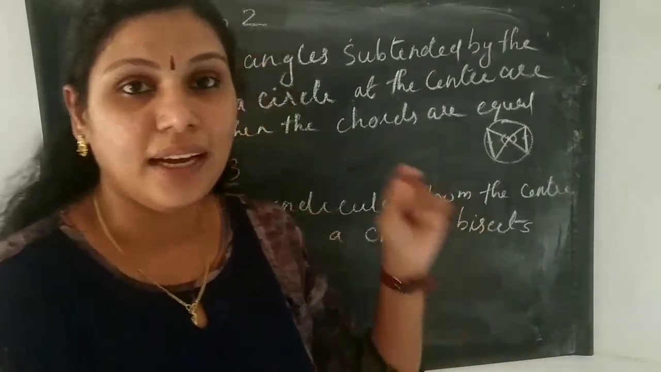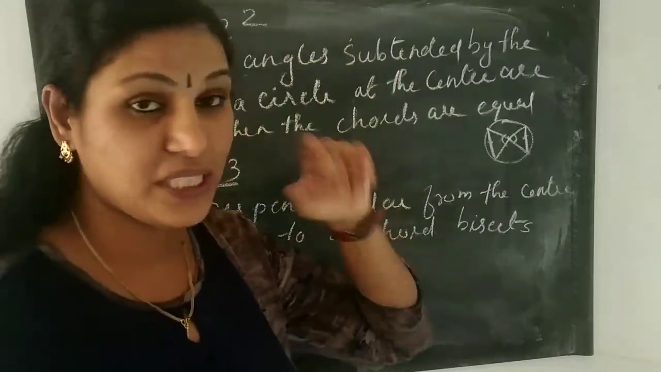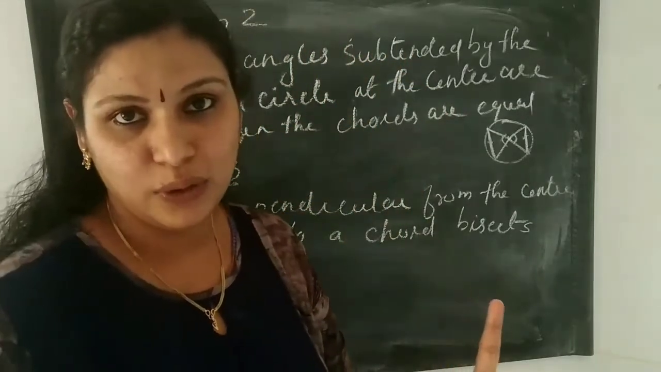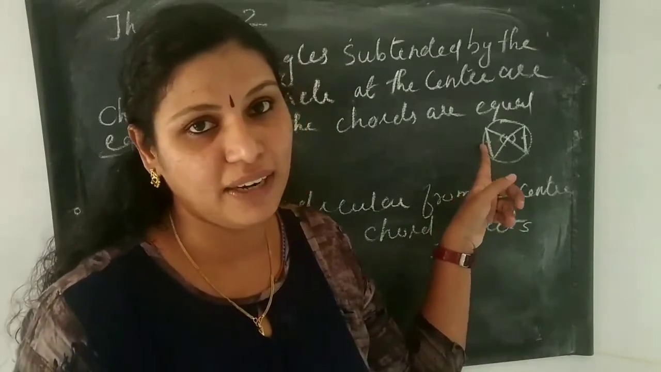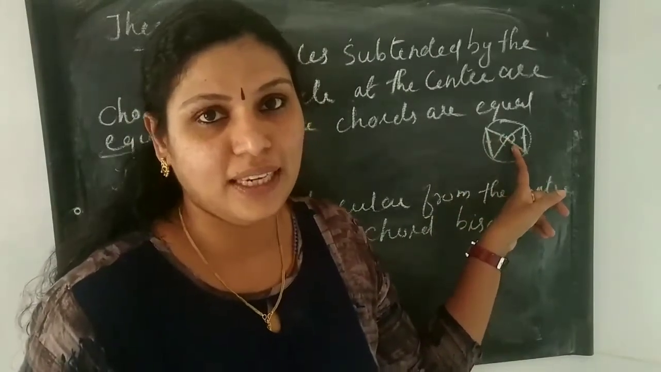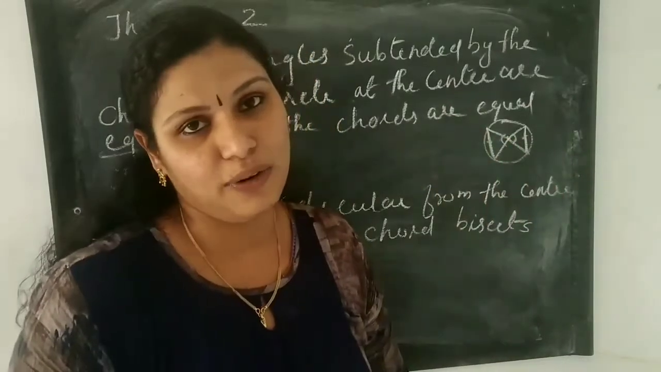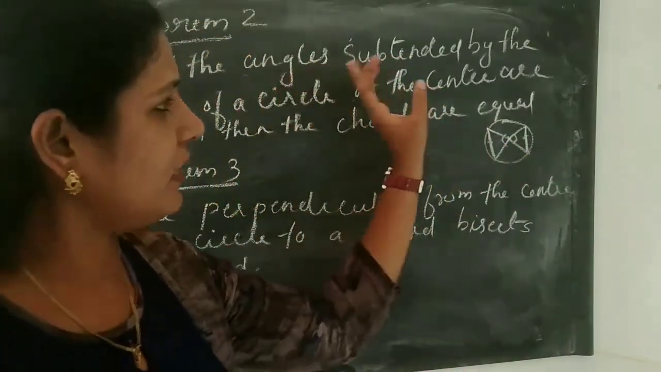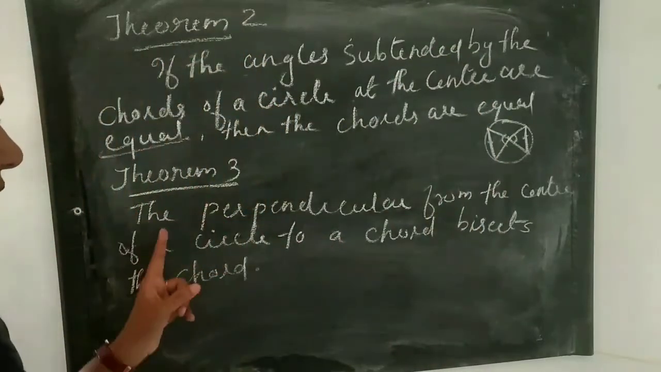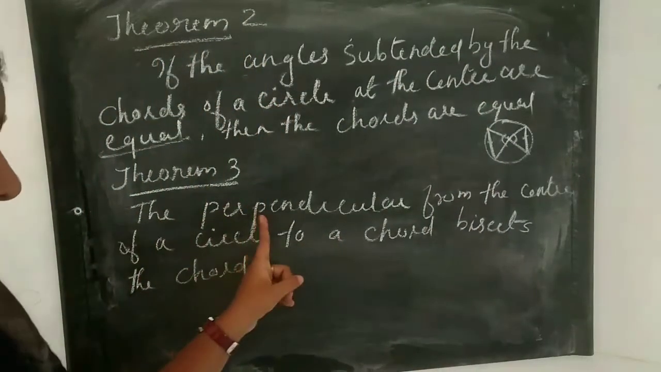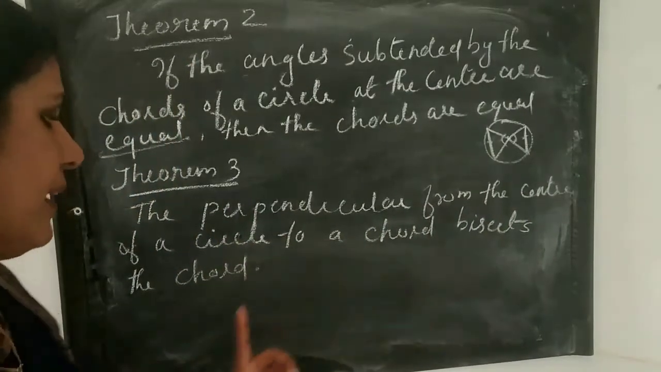It means this theorem 2 is the converse of theorem 1. There we proved, given the chords are equal, the angles are equal. Here angles are given, we have to prove the chords are equal. So no need of proof here. So next, theorem 3: the perpendicular from the center of a circle to a chord bisects the chord.